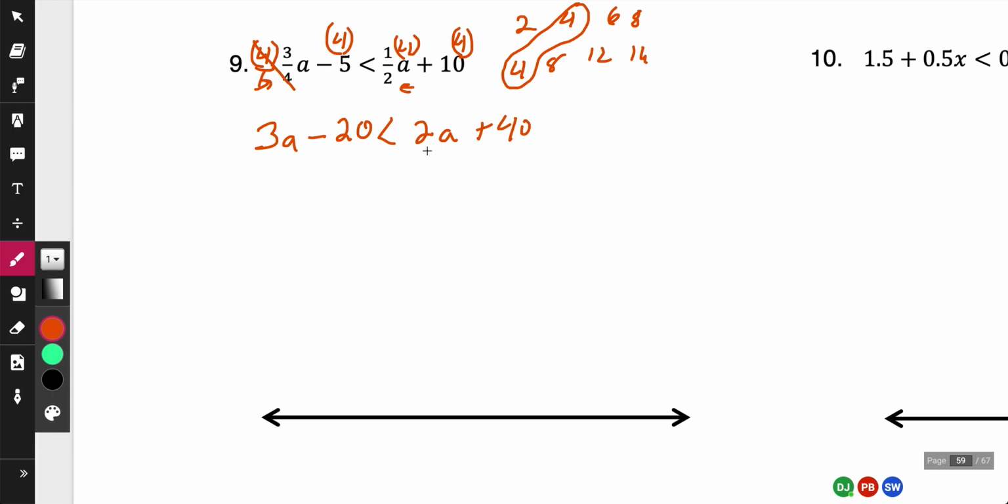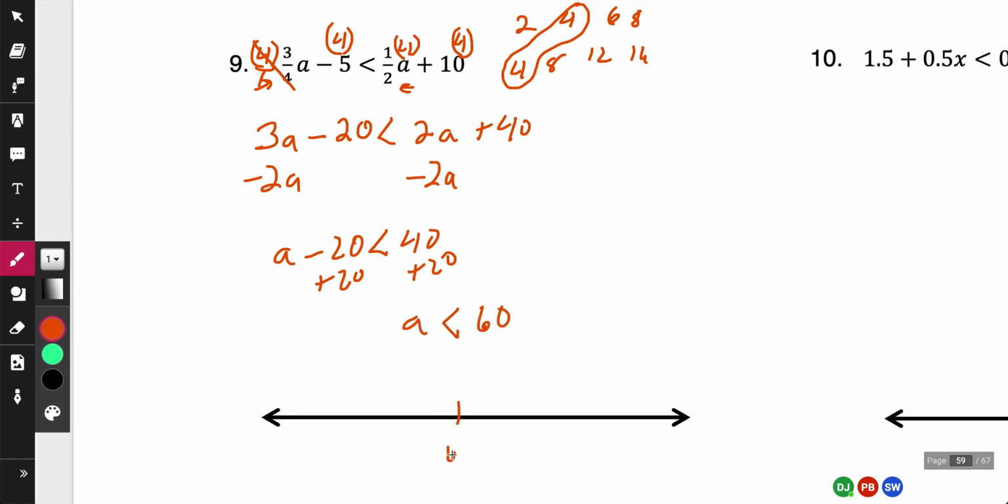I now want to get the variables on one side of the inequality, and I'll do that by subtracting 2a on both sides. This will give me a minus 20 is less than 40. And then I'm going to add 20 on both sides. This would give me a is less than 60.